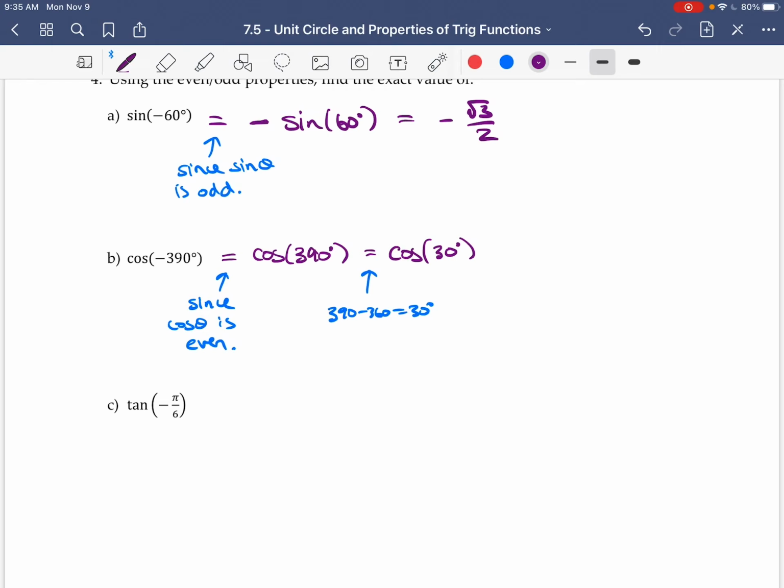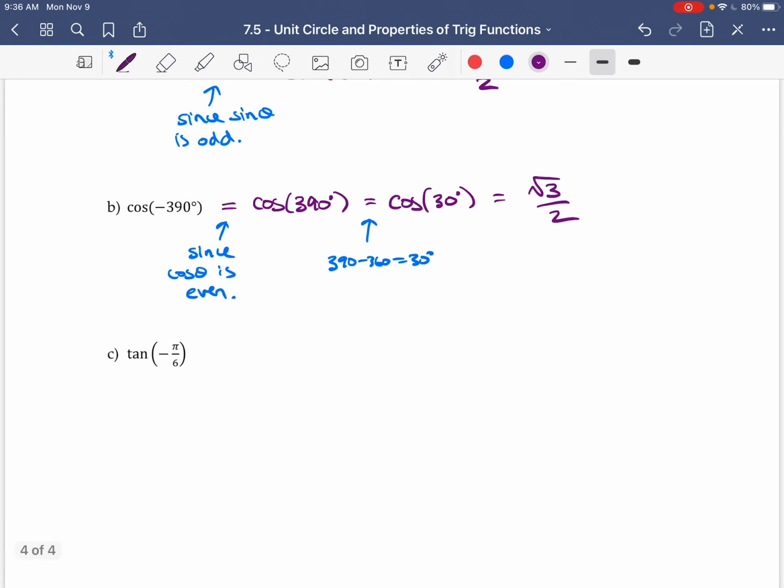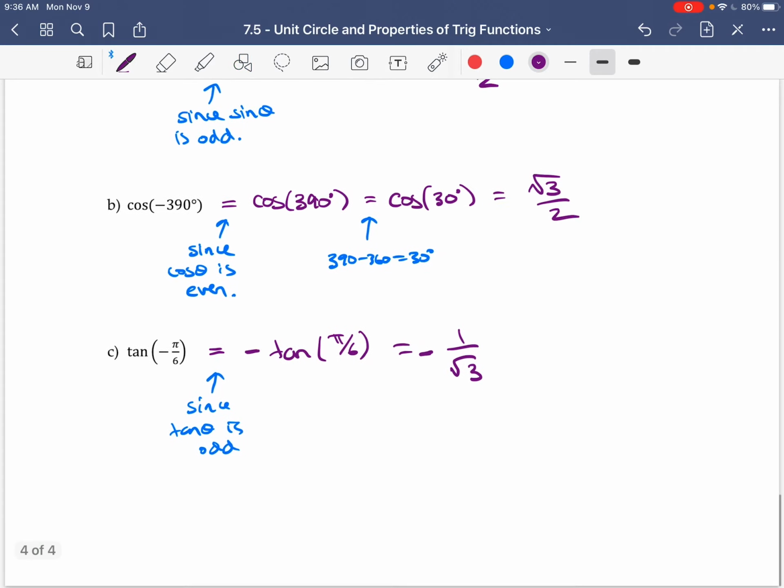And cosine of 30 degrees is root 3 over 2. Now tan of negative pi by 6, that's going to be negative tan of pi by 6. Again, this is since tan theta is odd. Now tan of pi by 6, actually we just did that one. So it's 1 over root 3. Negative, sorry, because of the negative out front. So negative 1 over root 3.